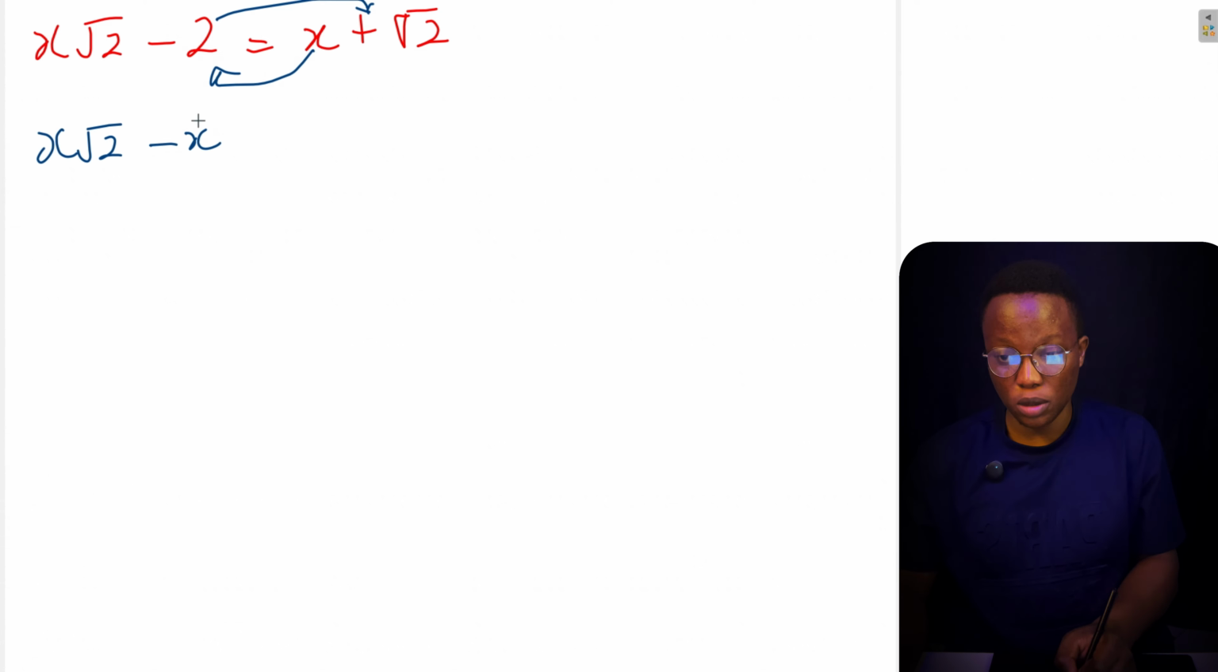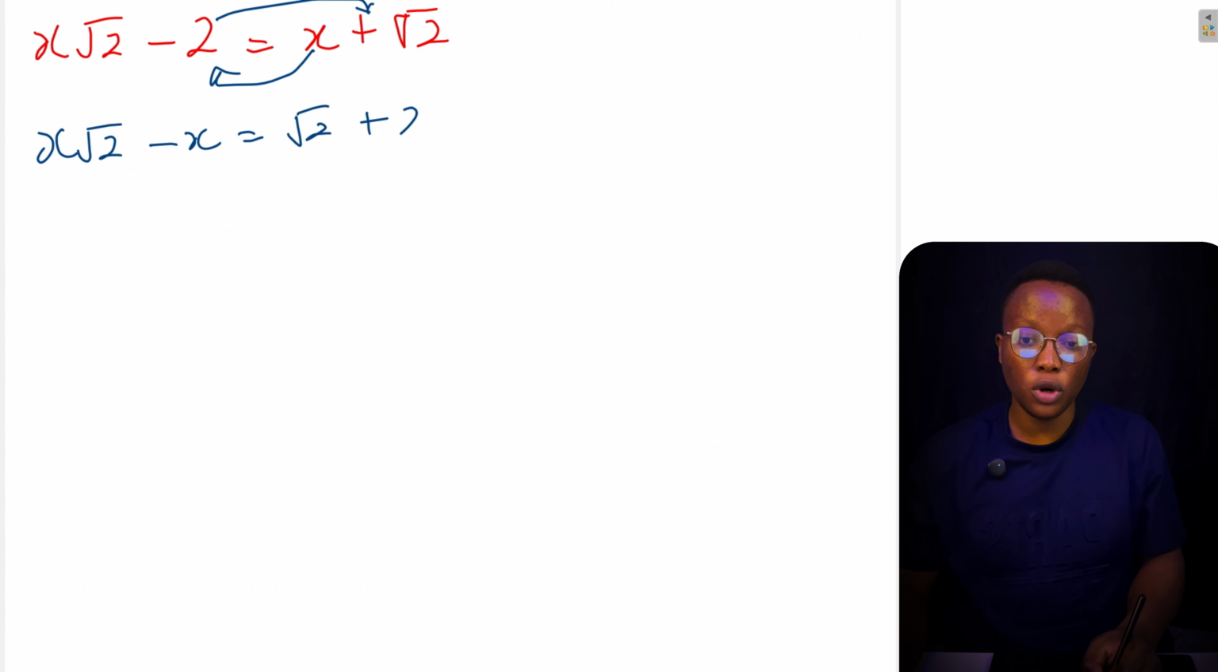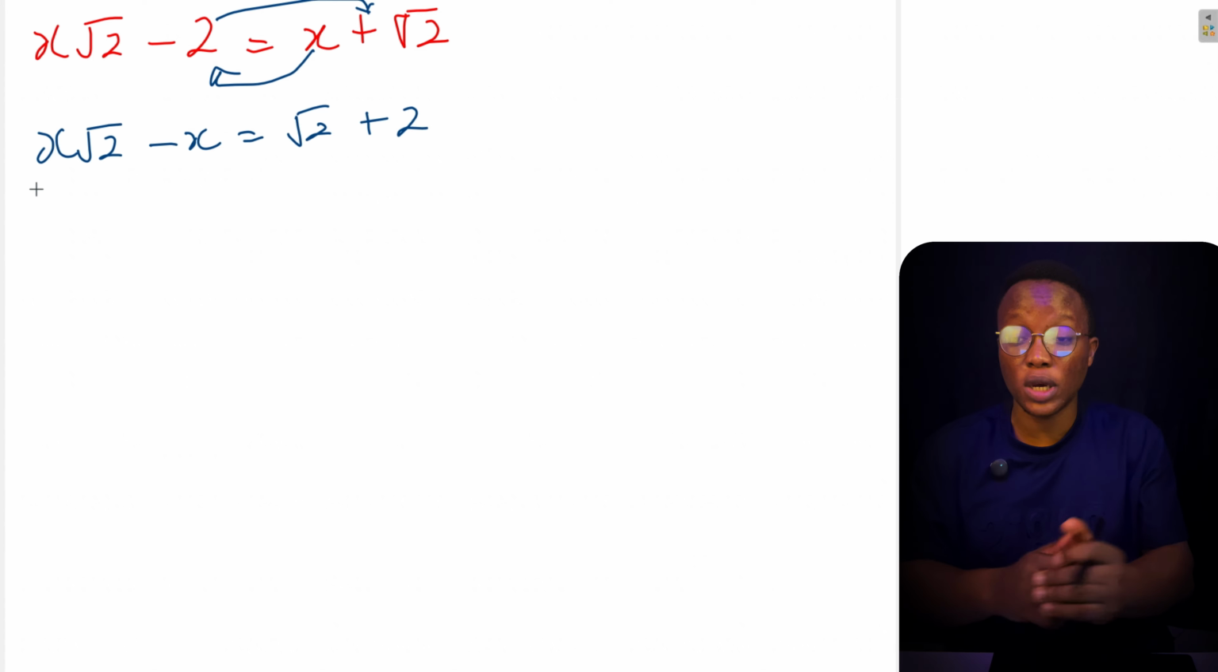When this comes to this end, it becomes minus x is equal to root 2 plus 2. Negative 2 coming to this end becomes plus 2, right? So what do we do here? Let's factorize. We're going to factorize x. We're looking for x, right? So we're going to try as much as possible to isolate x.